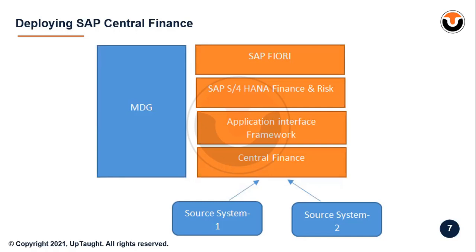Okay, about the application interface framework, I have talked to you about how it is a central component of SAP Central Finance, because you interface the data from multiple applications into your Central Finance system. And this is a key block structure which explains the data flow. Okay. Any questions till now?